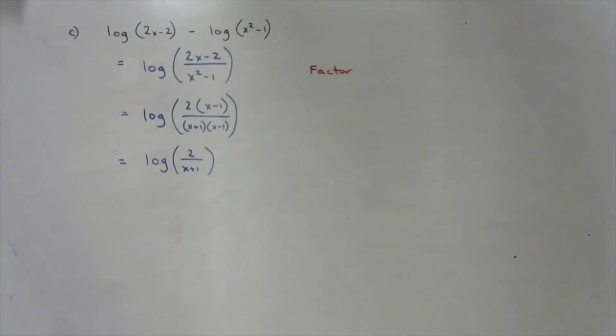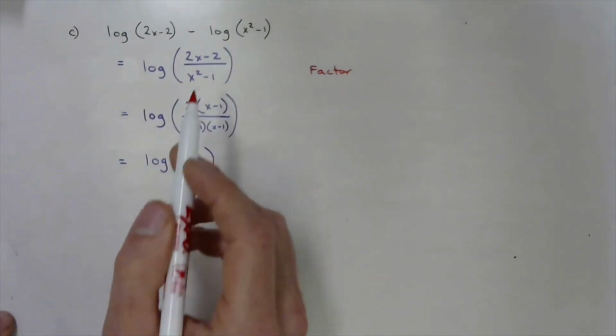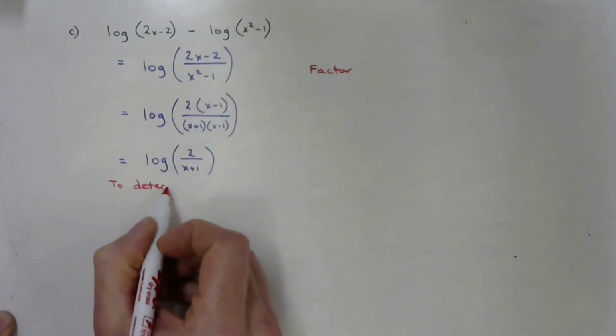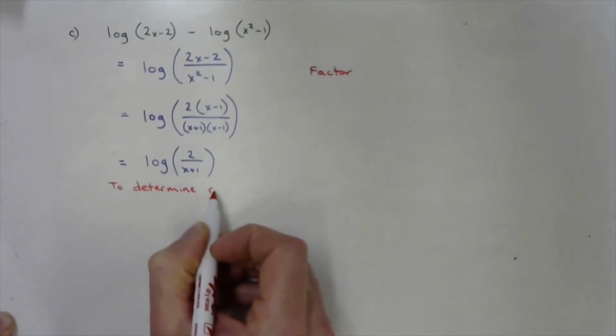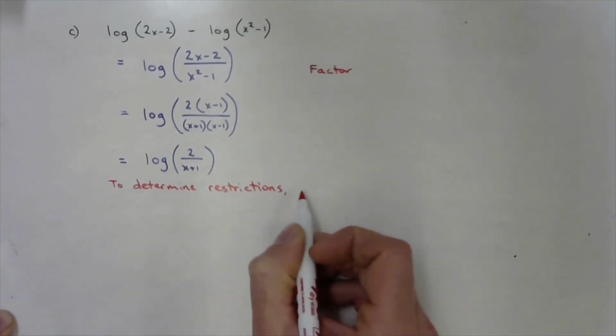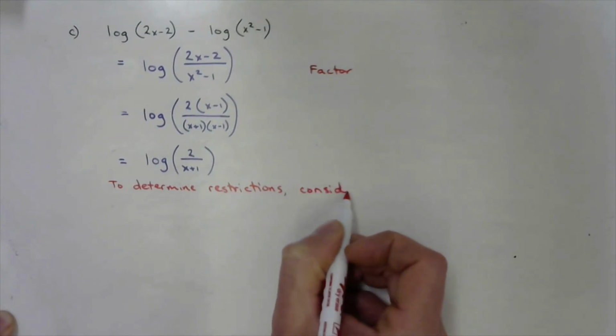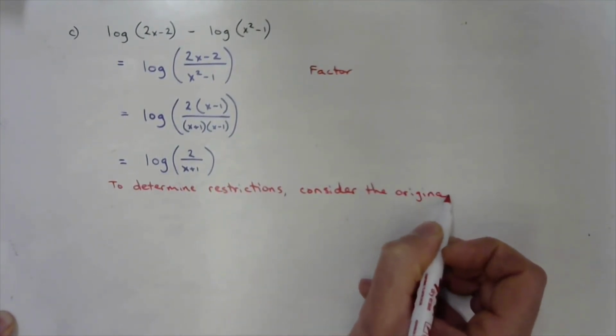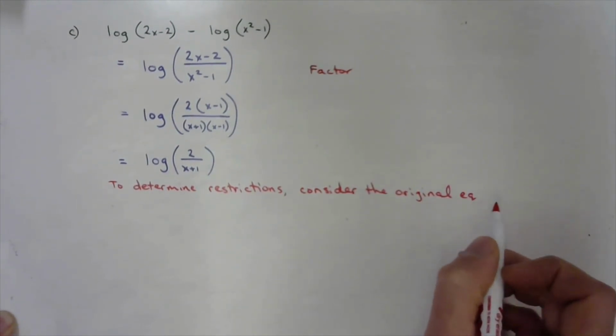Now, to determine the restrictions, we need to consider the original equation. To determine restrictions, comma, consider the original expression.